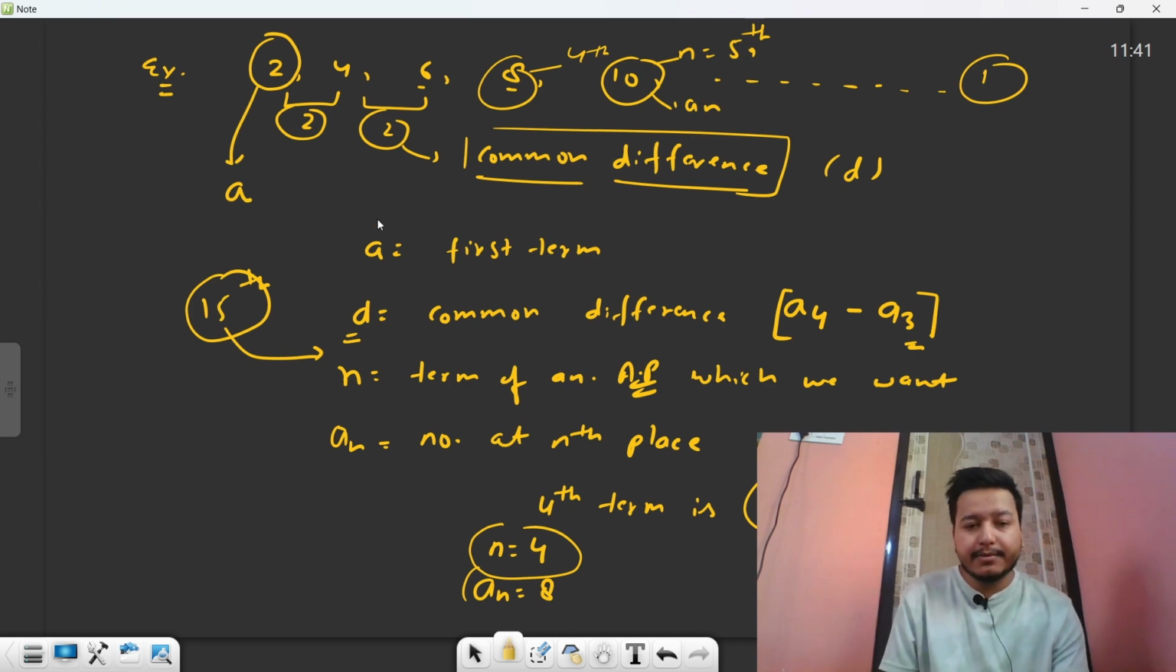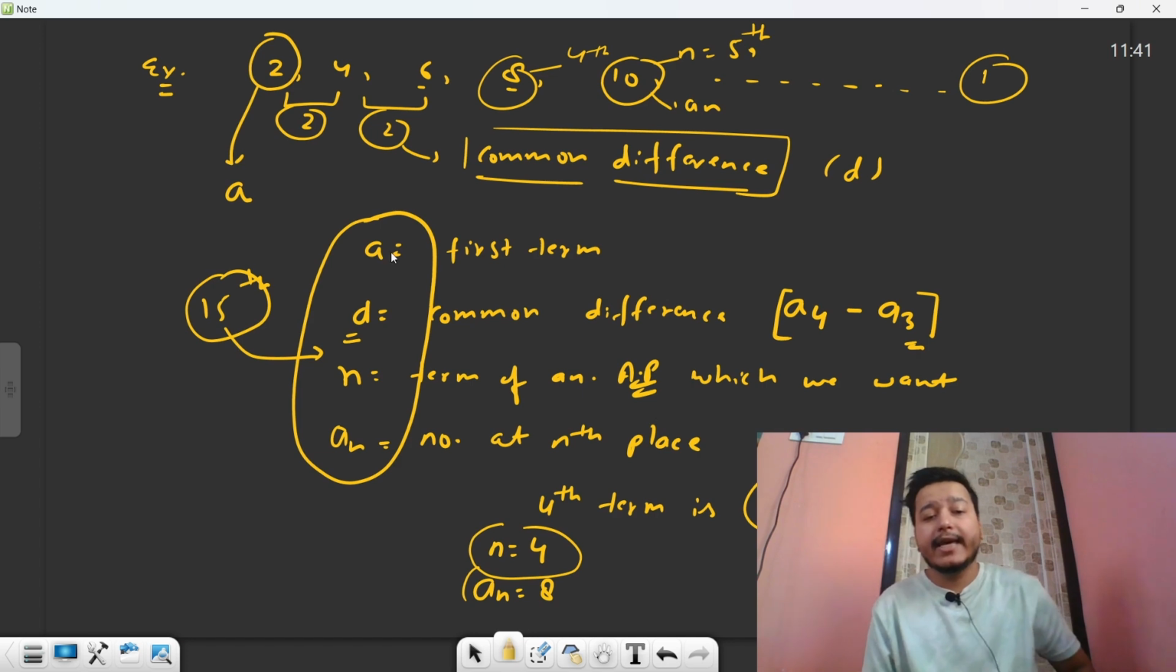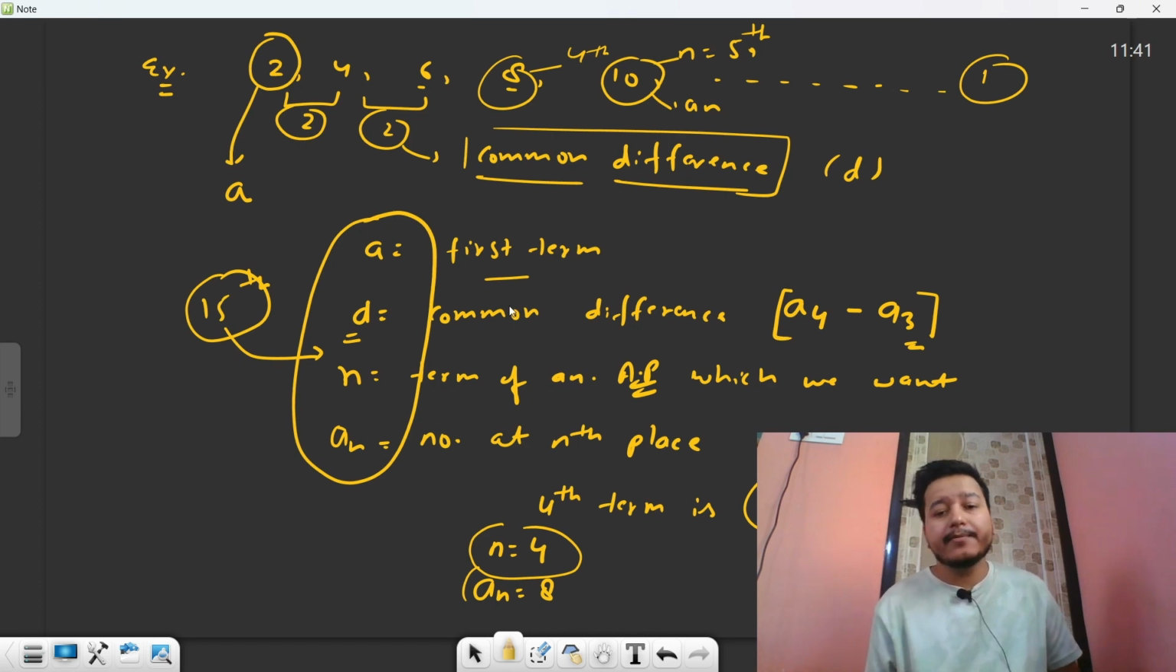So we understand the main terms which come in an AP: a, d, n and an. a is the first term, d is the common difference, which remains the same throughout the AP. How can we find it? We can find the common difference by just subtracting two consecutive terms of an AP. For example, I subtracted the third term from the fourth term of the same AP.